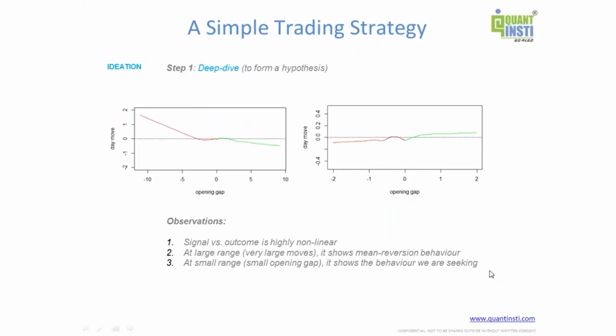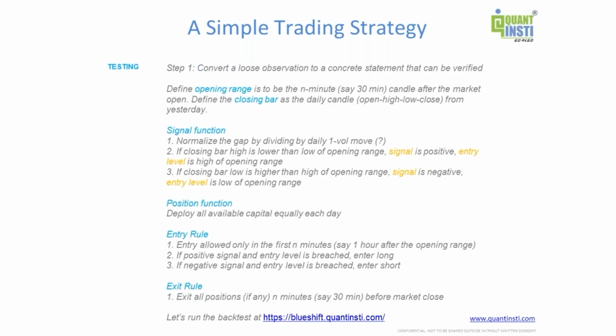So this is what we have. First step, we define the rules. Now, there is too much text on the slides, so don't bother reading them. If you listen to me, to be clear, what we are trying to do is translate our observation into very concrete statements or rules. Our first rule is how we compute the signal function.